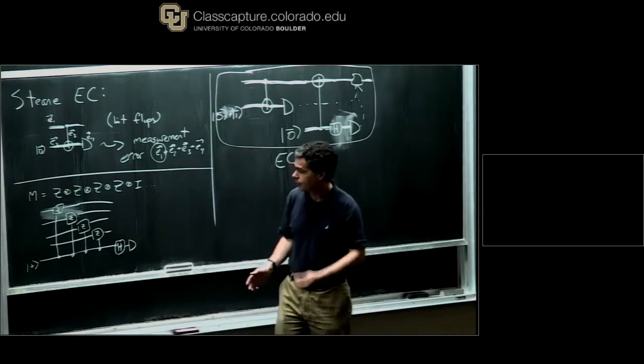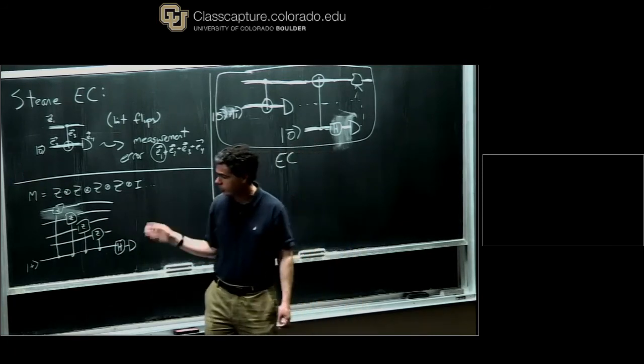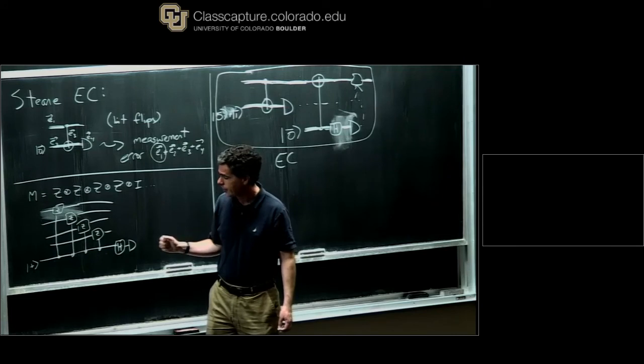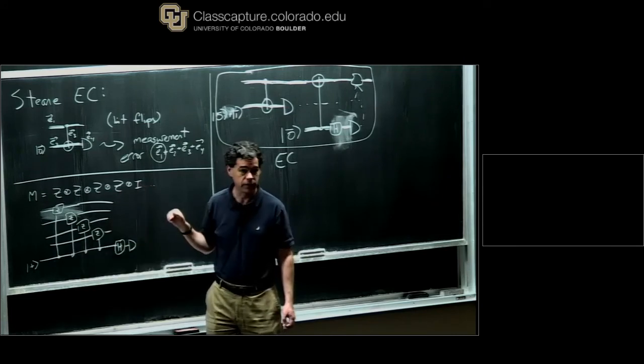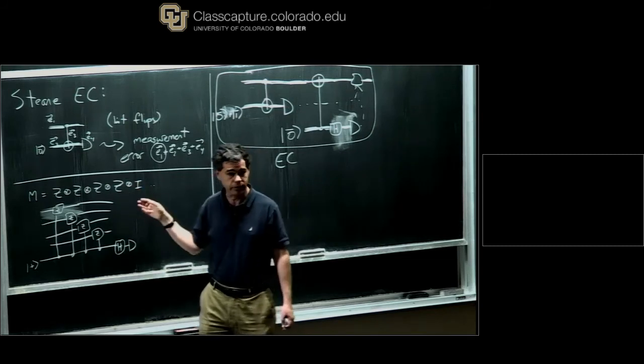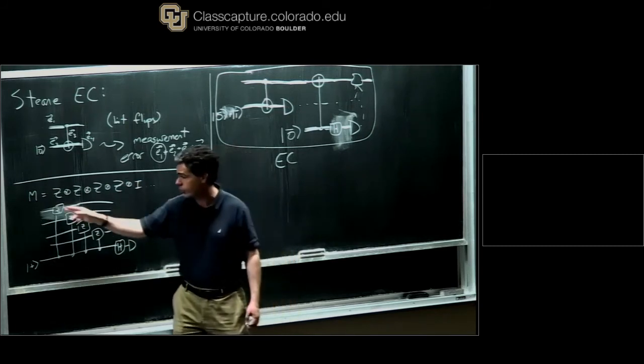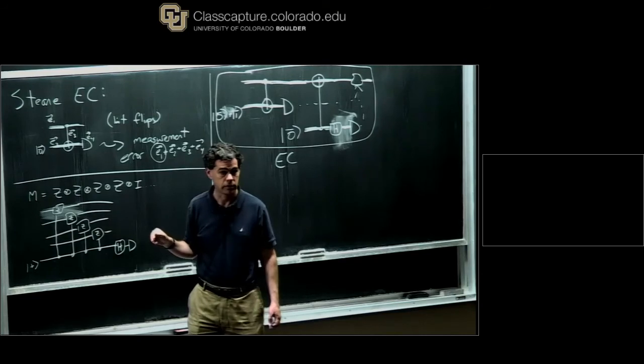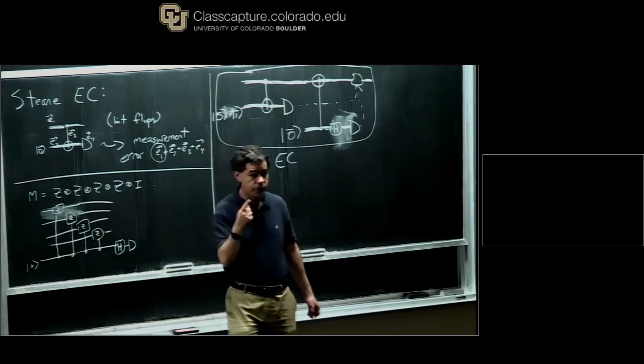Okay? So this procedure is a way to measure the eigenvalue of ZZZZ. And you can see that you can generalize this for any Pauli, right? You just put the appropriate Paulis in here. But it's not fault tolerant.